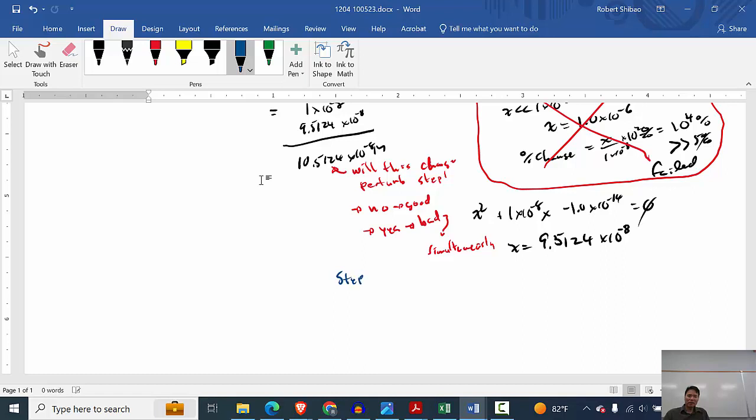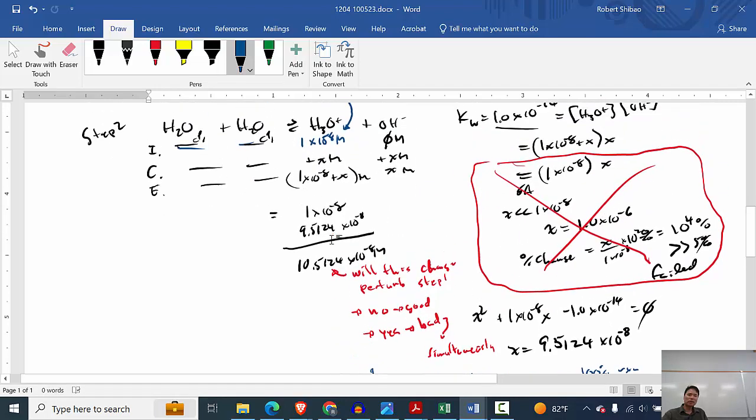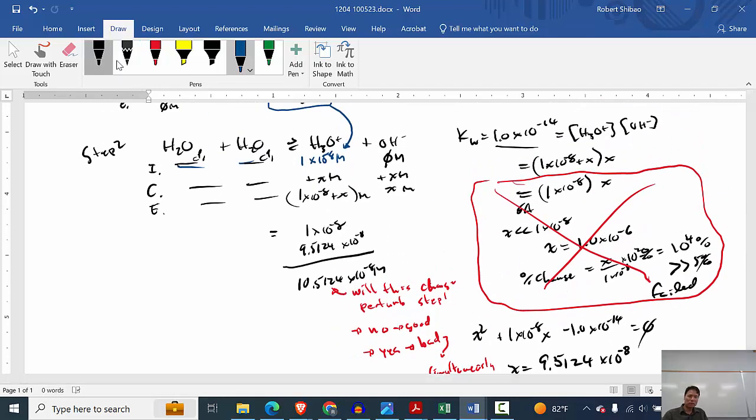Step one has a very large Ka, which we assume to be 100% reaction. It approaches 100% reaction. Therefore it's not perturbed. This reaction doesn't go backwards, it just goes forwards. And we're okay. So if that doesn't perturb, then I'm going to just double check my calculation.